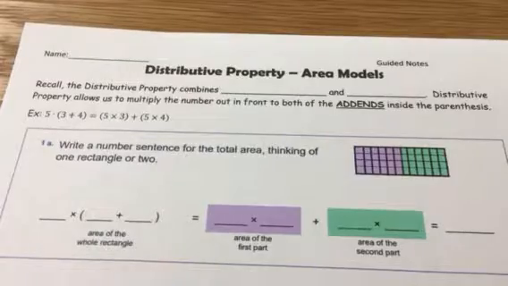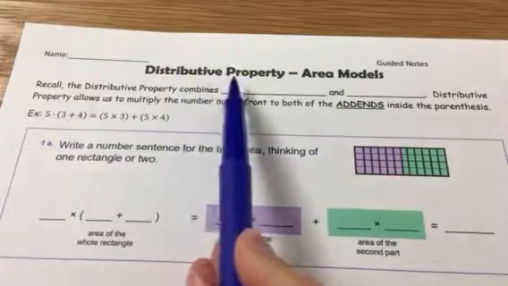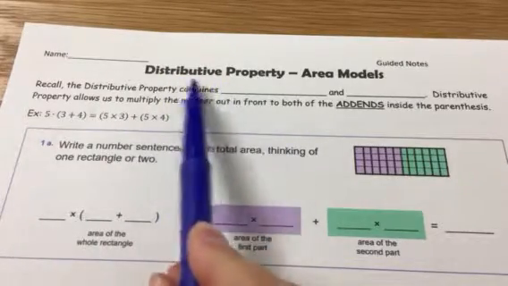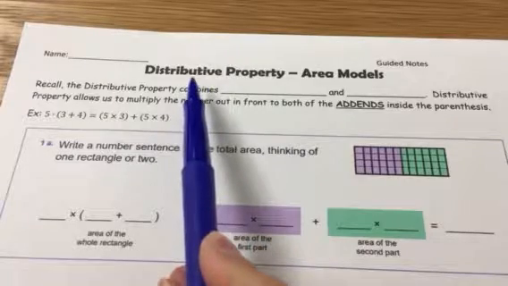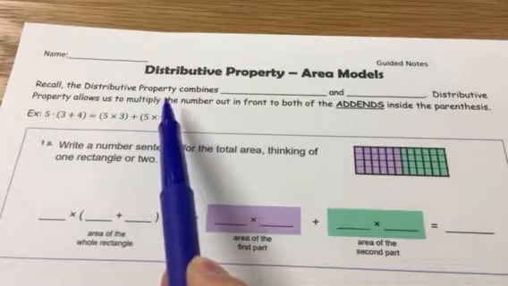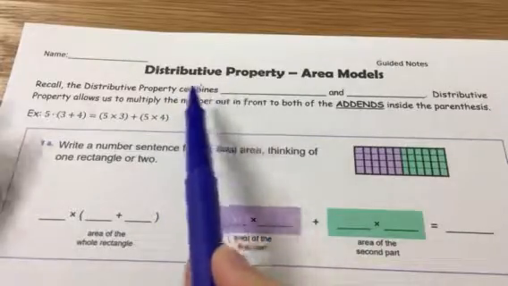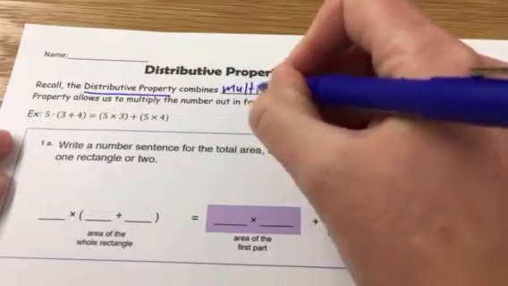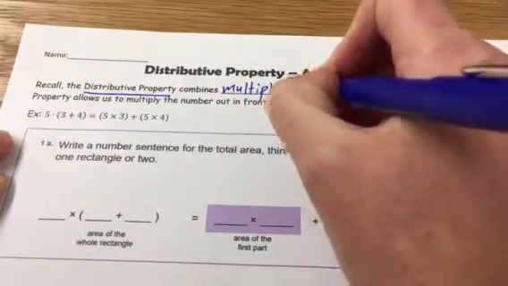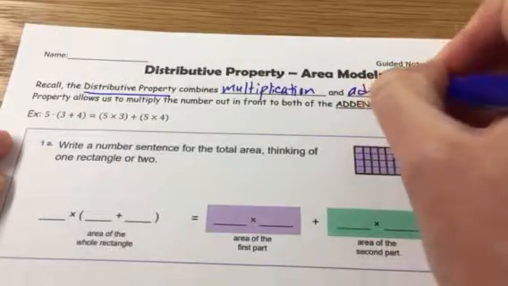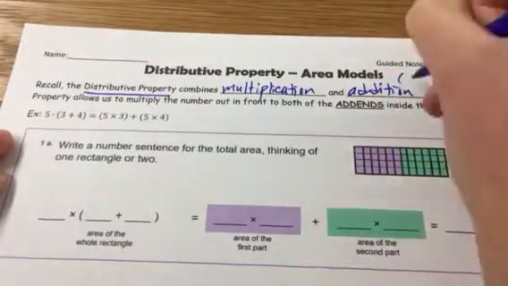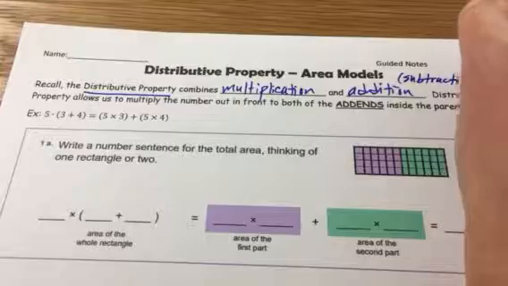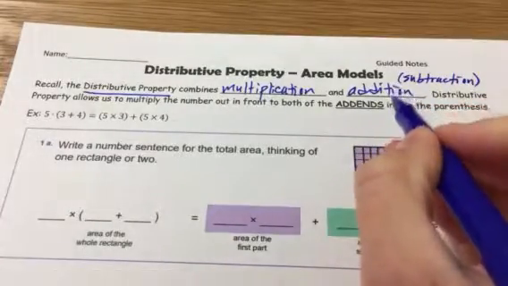And as you boys and girls continue to get older, you're going to continue seeing the distributive property time and time again, and it will get more complex as you get older because you'll start throwing in variables with algebra. But at this level, we just want to see how we can perform our multiplication by using the distributive property. So recall that the distributive property combines multiplication and addition. Now it also does combine multiplication with subtraction as well, but we're just going to focus on addition for today.